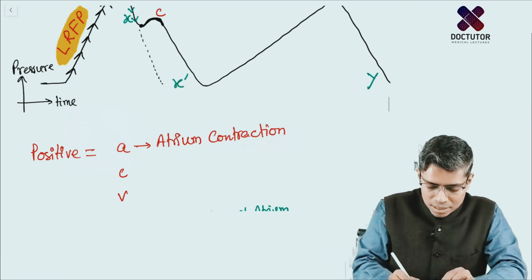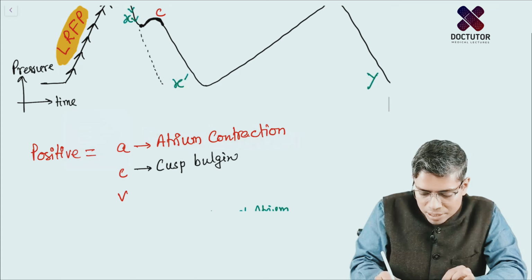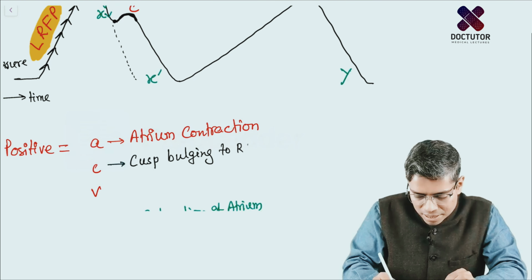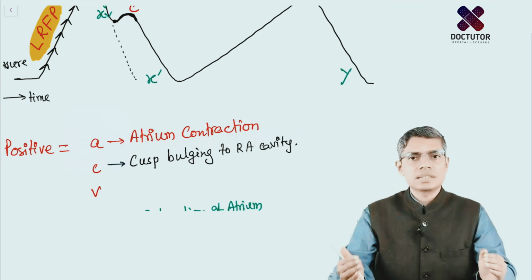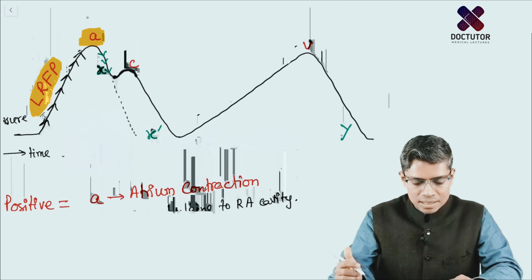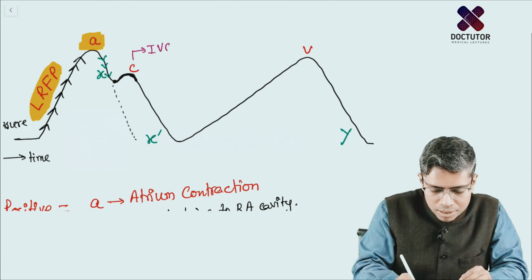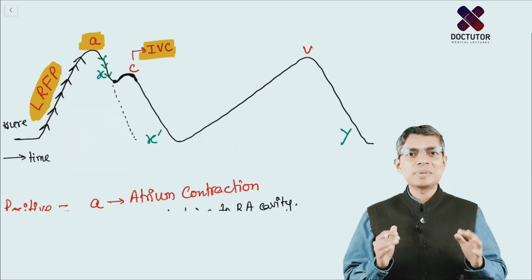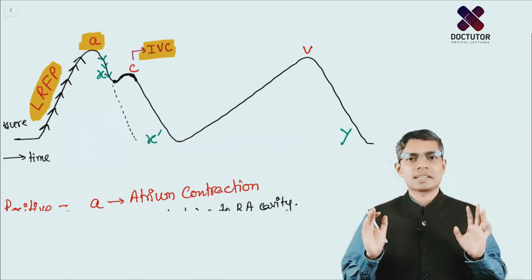C stands for cusp, and what is happening to the cusp? There is bulging of the cusp towards the right atrium cavity. This bulging of the cusp is happening during which phase of the cardiac cycle? Your answer: this is happening during the isovolumic contraction phase. Getting my point? So this C wave in the JVP or in the right atrium pressure curve will be generated during the isovolumic contraction phase of the cardiac cycle, right?